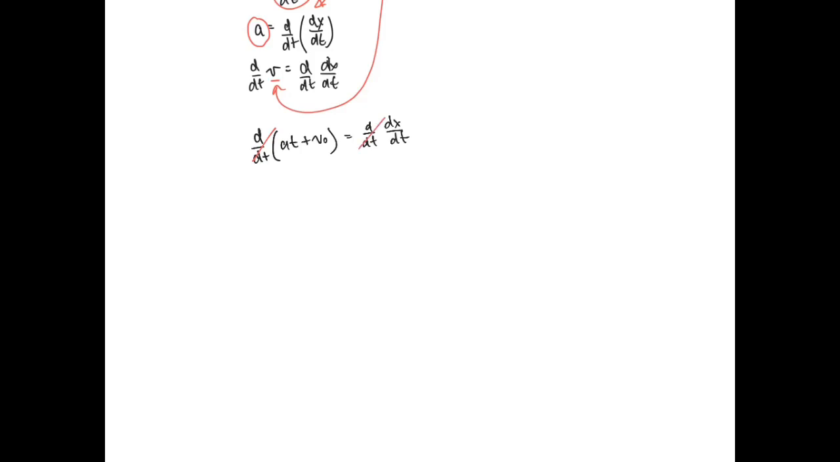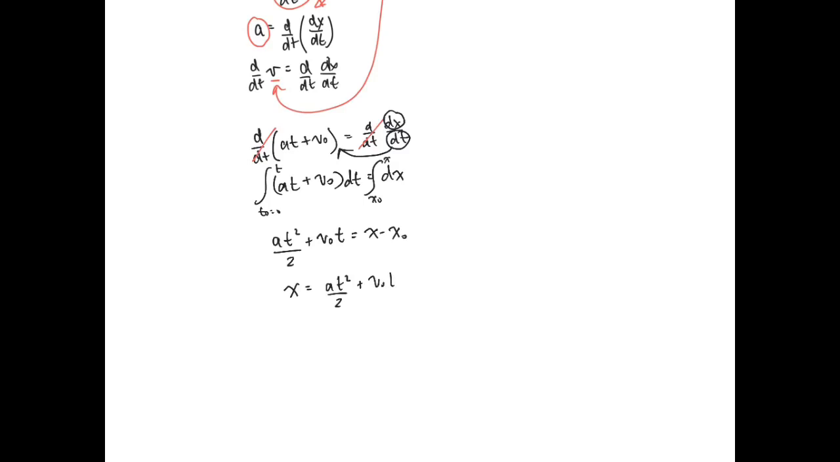Now what we're left with is an equation where we have a dx here and a dt, so we'll bring the dt over here to match where the time variable is. So we have at plus v naught times dt is equal to dx. And now we integrate both sides the same as before. So we'll go from t naught equals 0 to t and x naught to x. And now we're left with at squared over 2 plus v naught t is equal to x minus x naught.